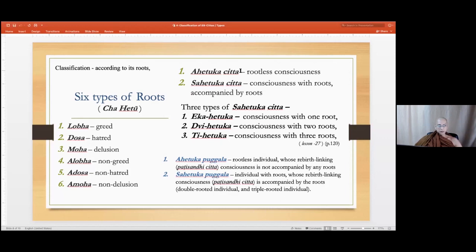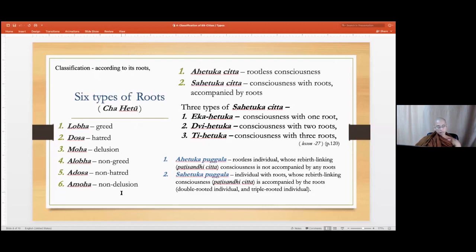Another type, related to any of the roots, is called sahetuka, the consciousness with roots. So it is accompanied by the roots. This classification comes according to the roots. So when you check the accompanying factors of that consciousness, if you can find any of the six, you can name it sahetuka.